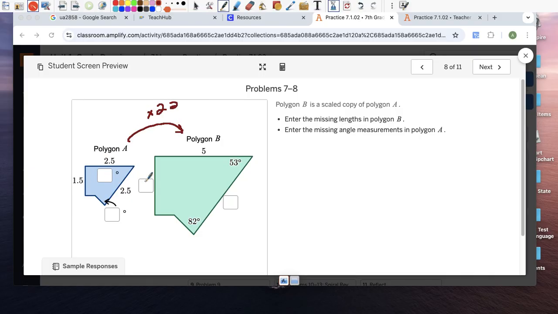So 1.5 times 2, this was 3. 2.5 times 2 makes this 5. Okay. And that little angle over here, well, when you create a scale copy of the original, two things stay the same, the shape and the angles. So they're telling us this measures 82 degrees, and this one, the angle also doesn't change, which means that's also 82 degrees.